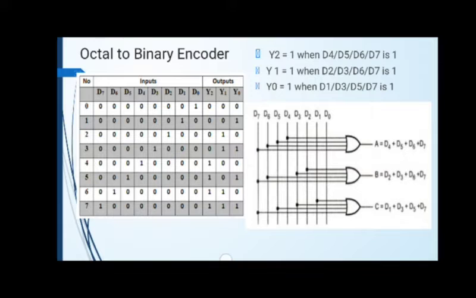Then Y0 is high under what condition? When D1 or D3 or D5 or D7 is high. So take all the inputs from D1, D3, D5 and D7 and connect them to an OR gate. The output of this OR gate will be Y0. So this is the octal to binary encoder.